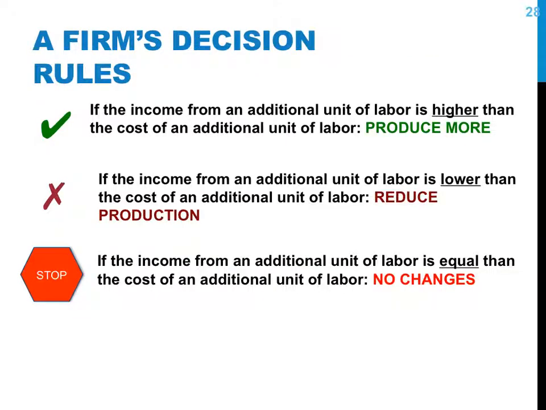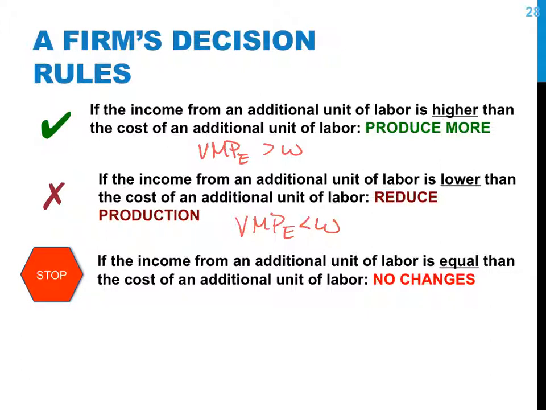So if the income from an additional unit of labor, so if the value of the marginal product, is greater than the cost of an additional unit of labor, which is the wage rate, then the firm should produce more and hire more workers. But if the income from an additional unit of labor is lower than the cost of an additional unit of labor, then the firm should be cutting back production and cutting back the number of workers that they're hiring.